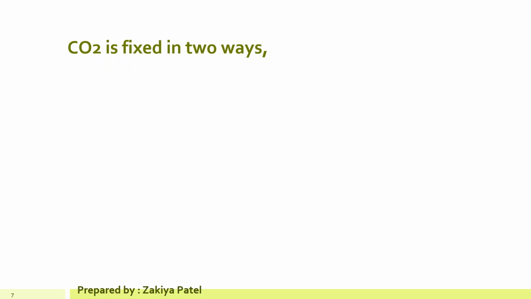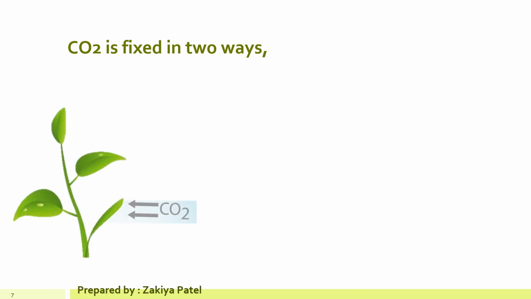So let's see, dear students, that carbon dioxide is fixed in two ways. Which are those two ways? The very first is photosynthesis, as you all know, in which green plants convert carbon dioxide into glucose in the presence of sunlight. This is the major activity in which carbon dioxide is used up. The atmospheric carbon dioxide is used up in the process of photosynthesis by the plants. And what is the second way?